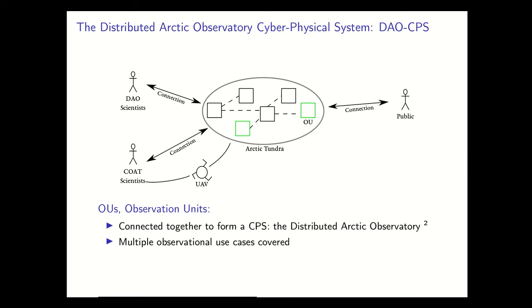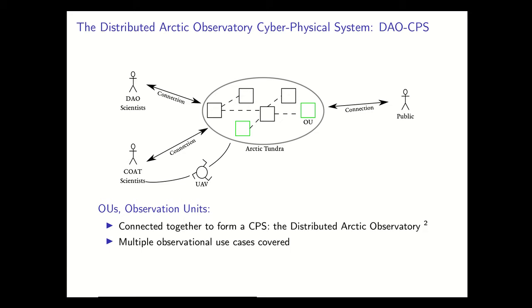To have more flexibility, we propose to have observation units that could be more general purpose. For example, in this picture, we depict the three main users. The first one is a DEO scientist that could have connections with nodes on the Arctic tundra to send, for example, updates or to send new information and new parameters to the nodes on the ground. The second type of user here is the Kuwait scientists that could, for example, look for data and retrieve data from OUs on the ground. Or you can even have the public that could connect to such a system to, for example, have some pictures about the Arctic tundra.